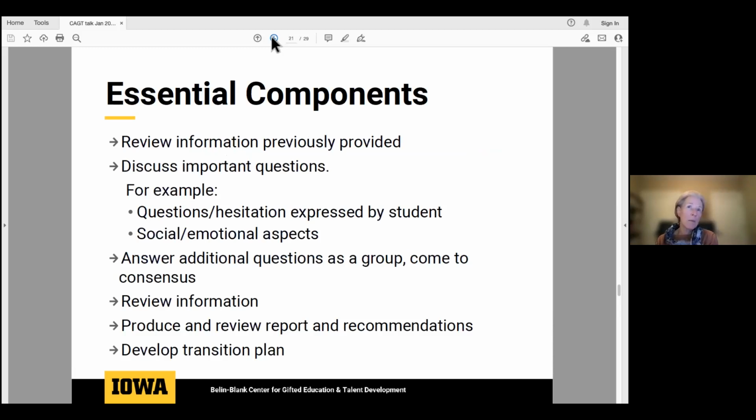So the primary components to think about when you're considering how to do this would be to review the information, to discuss important questions, to understand what types of questions or hesitation the student may have and address those, to consider social emotional aspects, and to really think about, as a group, how do we come to consensus on what we understand about this student? And last but not least, as part of the components of making a decision, is to develop a transition plan for moving into the next grade.